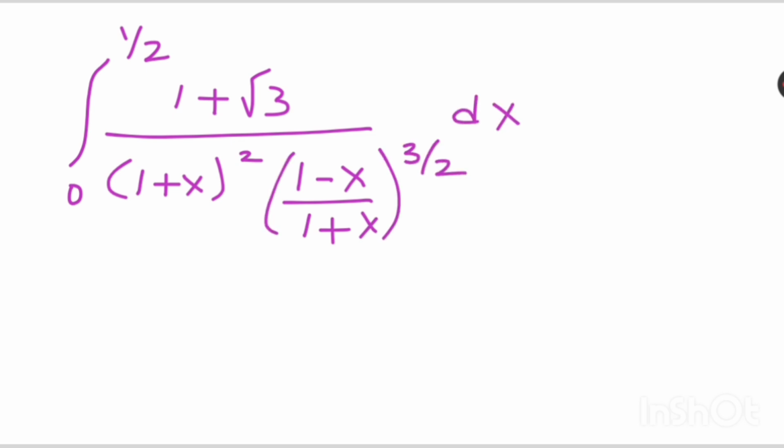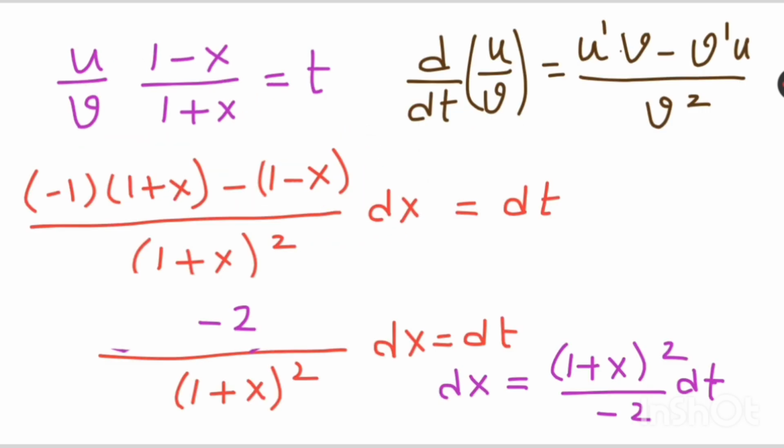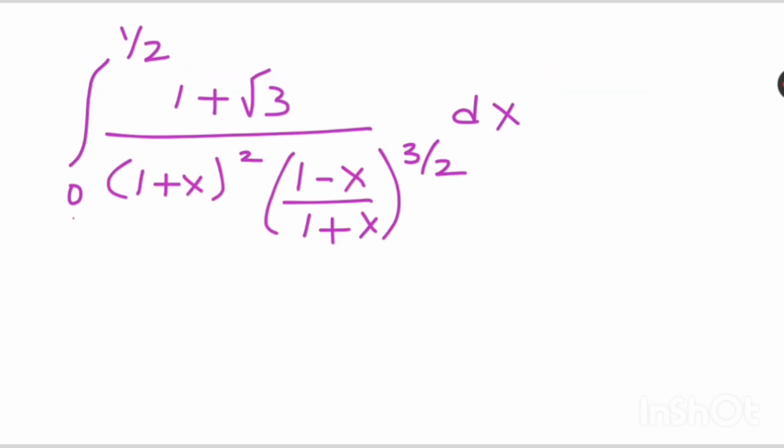So we got this. What we did here, we considered this term as t. After doing the derivative, we got this dx as (1 plus x) whole squared over minus 2 dt. So we change in terms of t. If we change in terms of t, we need to change the limits also. So what are the limits? We have 0 to 1 by 2, so x goes from 0 to 1 by 2. We consider t as 1 minus x over 1 plus x, isn't it?